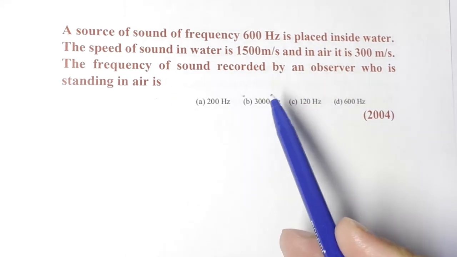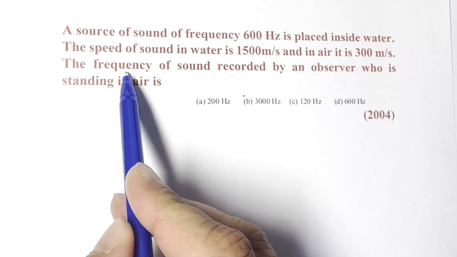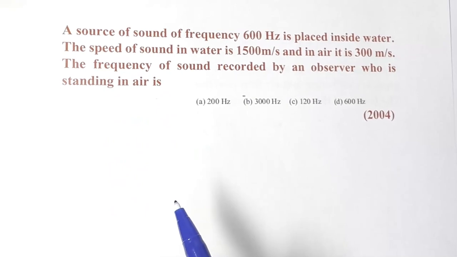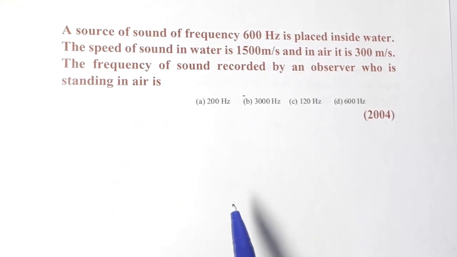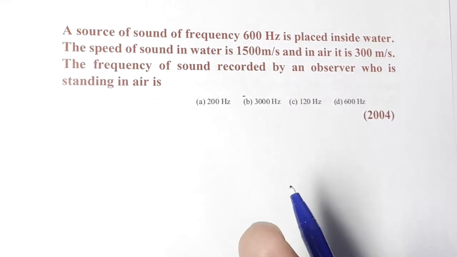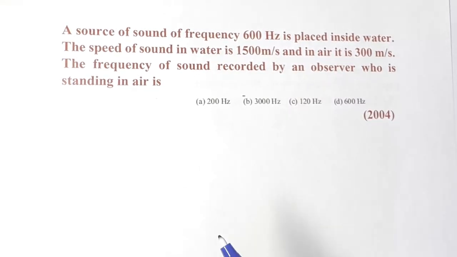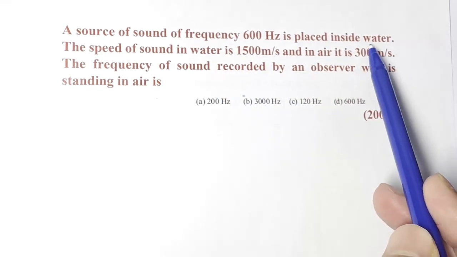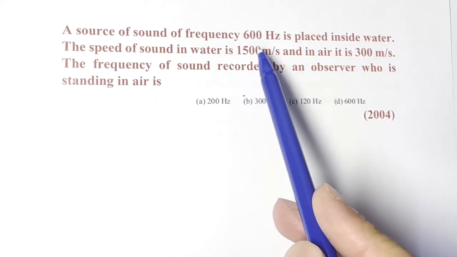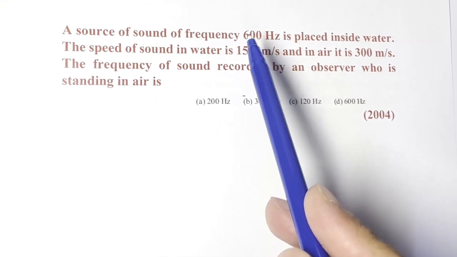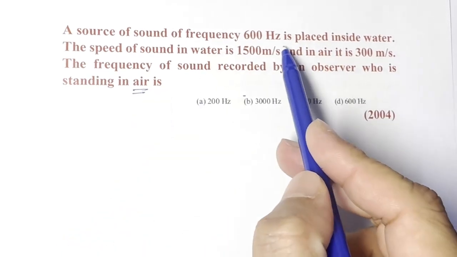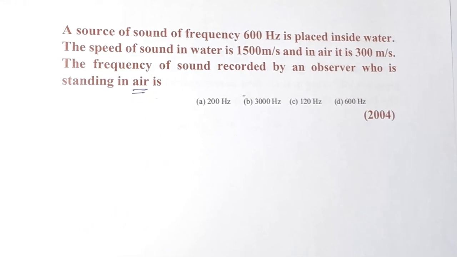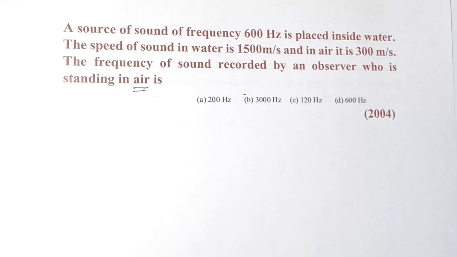So in this question, basically we have to find out the frequency of sound recorded by the observer who is standing in the air. And we have to remember that frequency does not change even with the change of the medium. It means the frequency of the sound source which is inside the water is 600 Hz, and the medium now changes to air, so the frequency is going to remain the same. Frequency is not going to change. Okay. So see, this is quite simple.